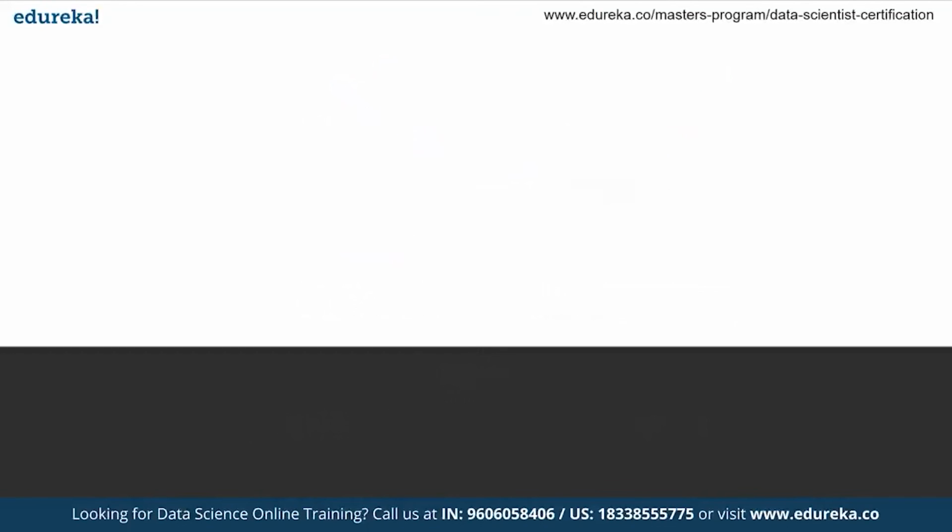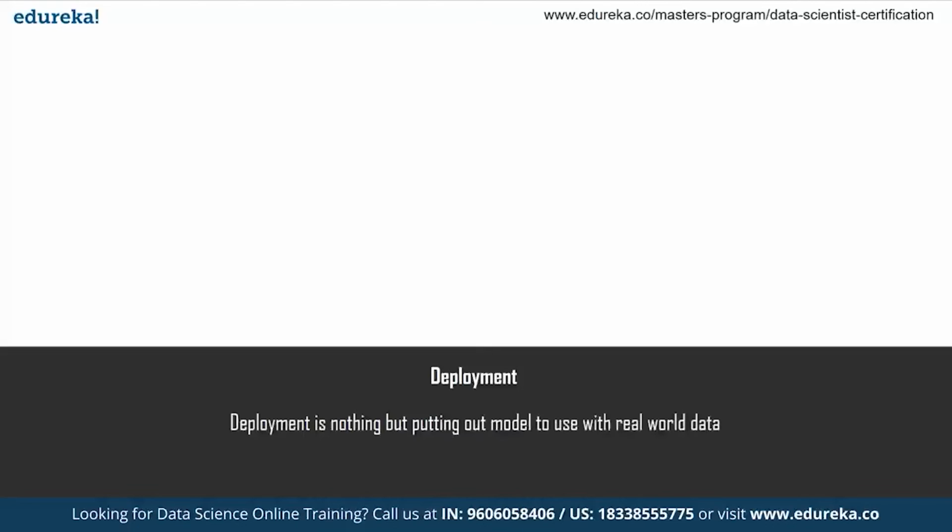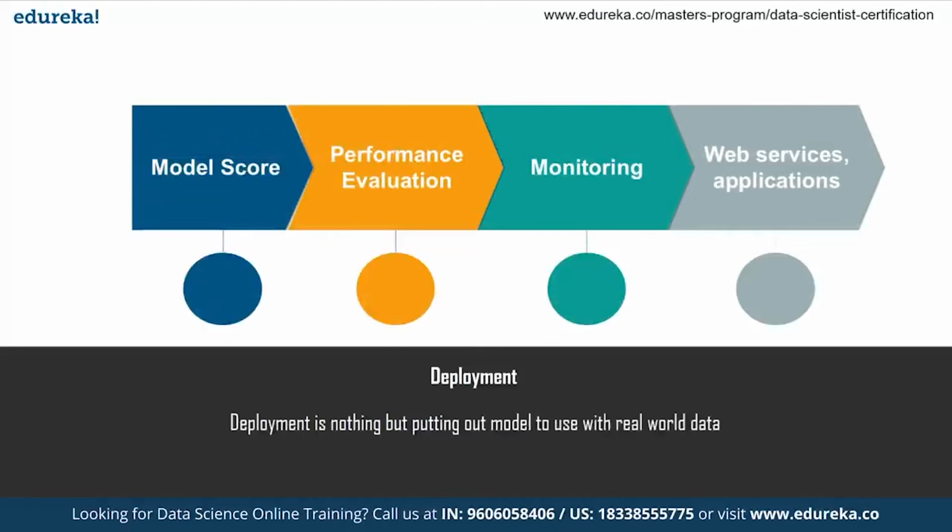And the last part in the data science lifecycle is the deployment, guys. So deployment is nothing but putting out the model to use with real world data. So let's say I have trained my model with a particular set of data, and it's actually showing pretty good results with the accuracy and all the evaluation that I've done on it. But to make use of it for real data is the real challenge, and that is what deployment is all about.